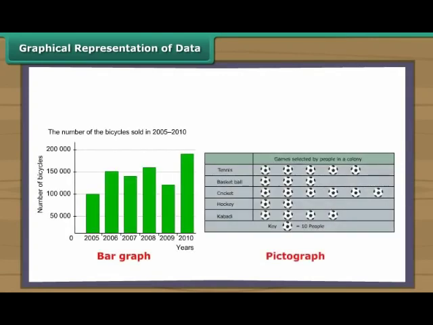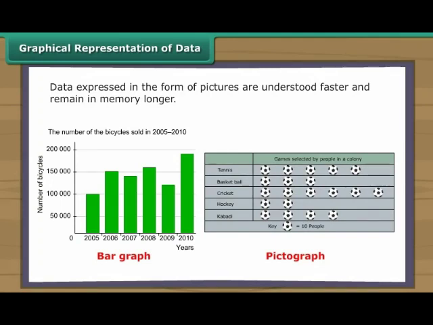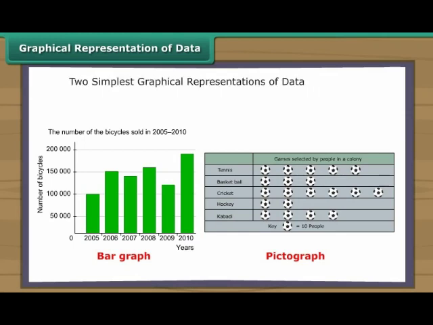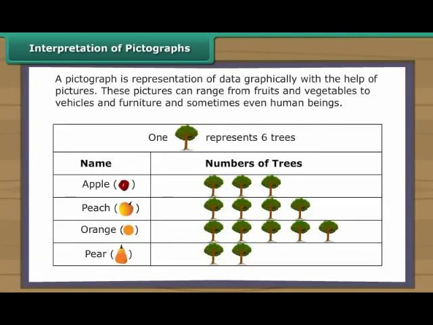Graphical representation of data. A picture is worth 1,000 words. Data expressed in the form of pictures are understood faster and remain in memory longer. Let us look at 2 simple graphical representations of data: pictographs and bar graphs. Interpretation of pictographs. A pictograph is representation of data graphically with the help of pictures. These pictures can range from fruits and vegetables to vehicles and furniture, and sometimes even human beings. Let us understand pictographs by interpreting the data they represent.